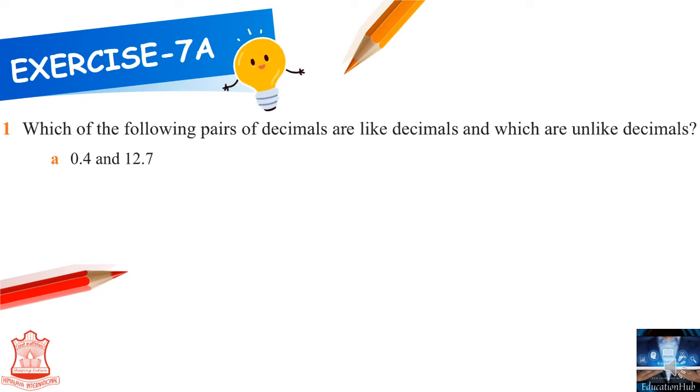A part is 0.4 and 12.7. See, how many digits after the point? 1, and here how many digits after the point? 1. So these are like decimals.